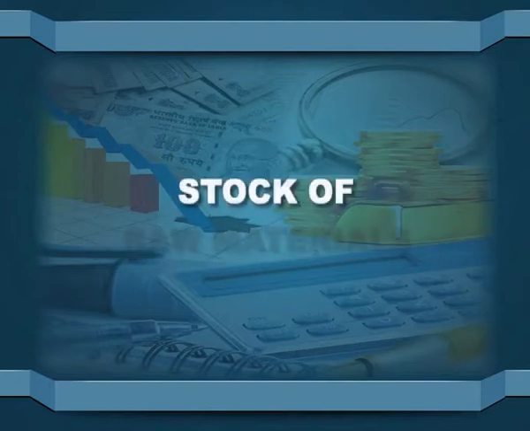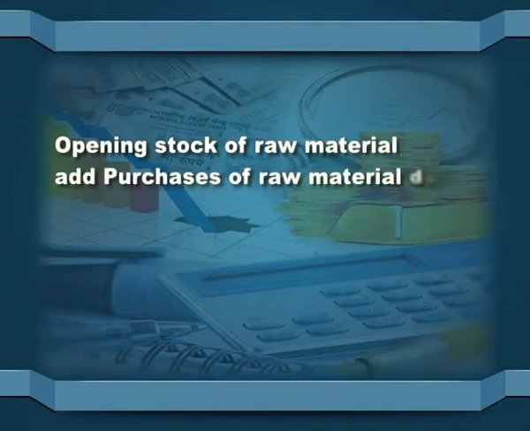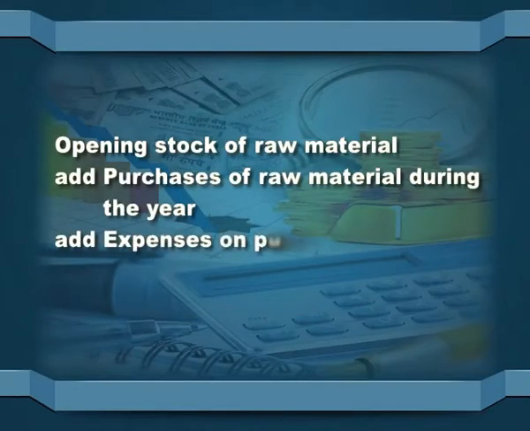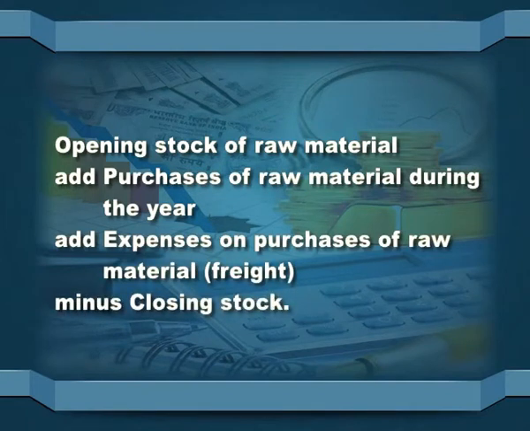Number 1. Stock of raw materials. In order to find out the raw materials consumed during a year, first add the value of the opening stock to the purchases of raw material and then subtract the value of the closing stock. In other words, opening stock of raw material plus purchases of raw material during the year plus expenses on purchases of raw material, that is the freight cost, minus the closing stock.